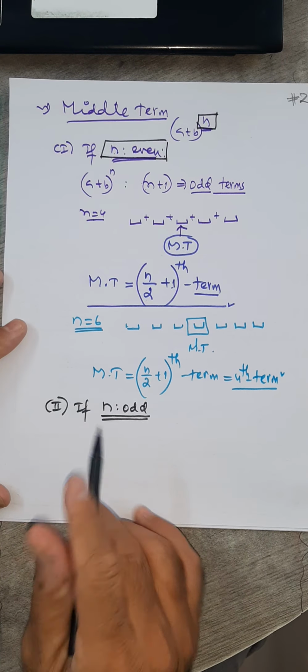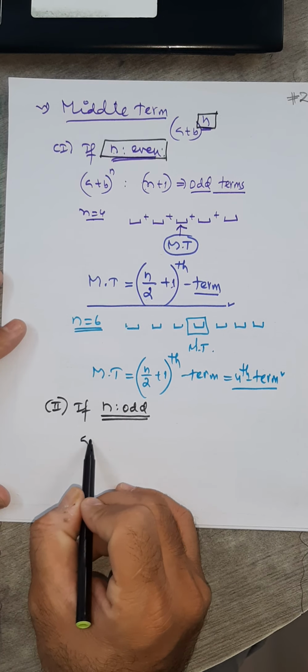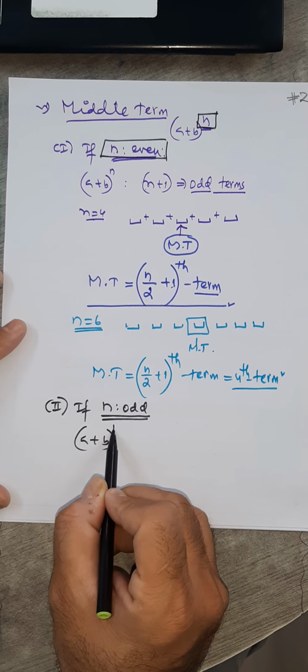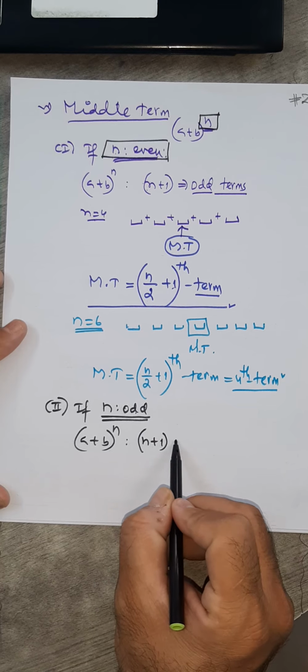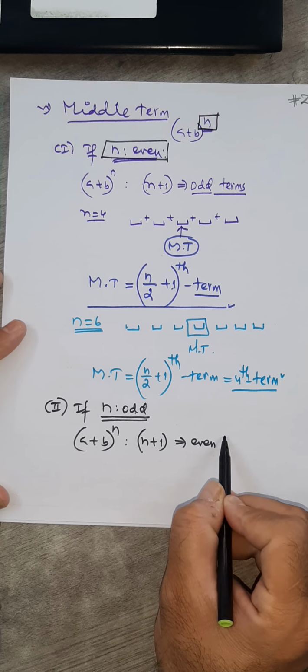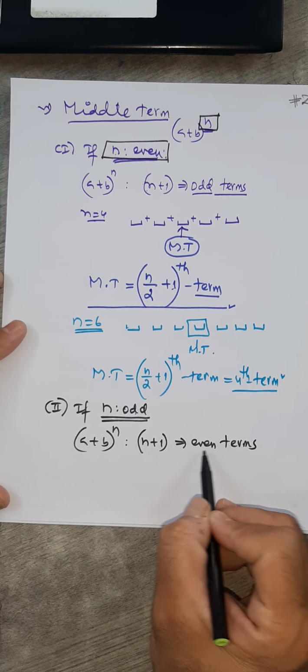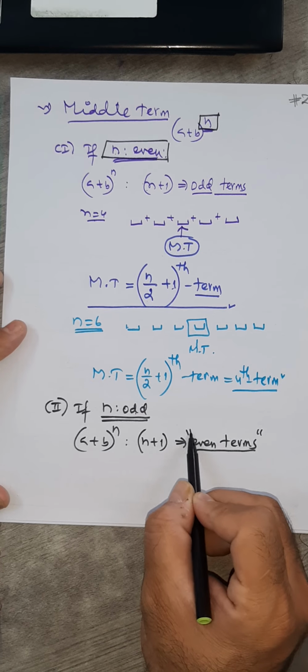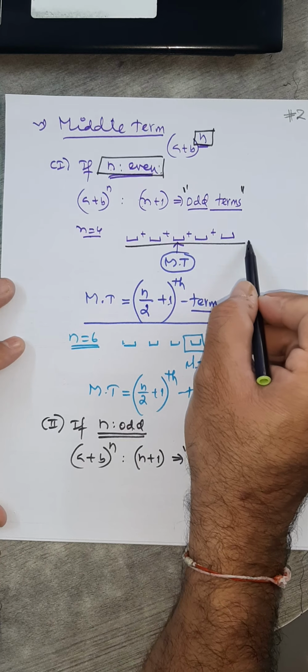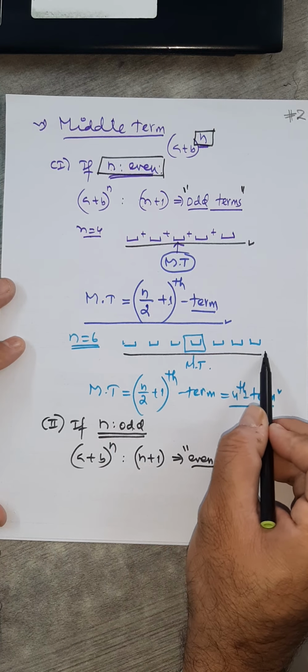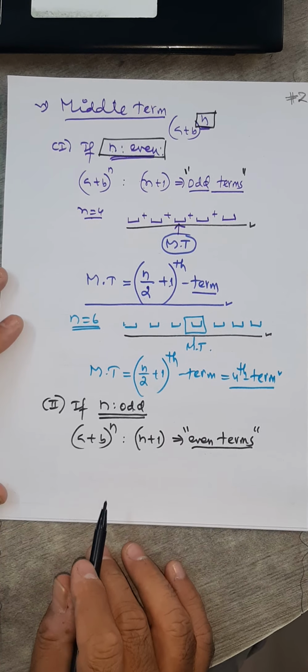This number is odd. So in the expansion of (a plus b) whole raised to n, there are n plus 1 terms. This is odd plus 1. So you have even terms. The total number of terms will be even. There you had odd terms, remember, like 5 terms. Here you had a total of 7 terms. Now here you have even terms.